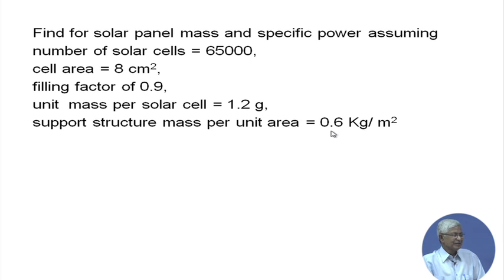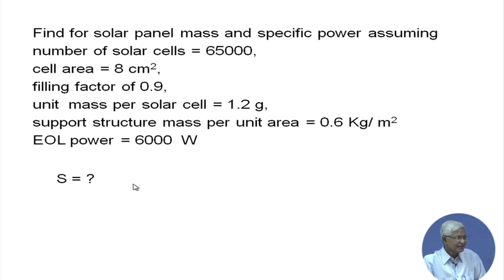So per unit area is 0.6 kg per meter square, this is in meter square, and cell area is centimeter square. So there also you have to worry about the unit, and end of life power requirement is 6 kilowatt.